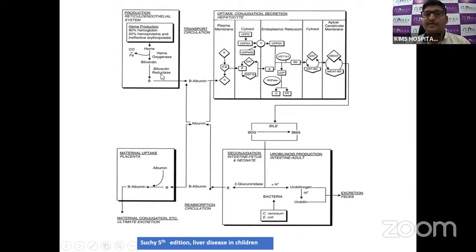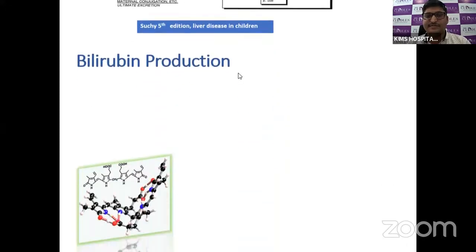You can see the reticuloendothelial system and the formation of bilirubin here. 80% is from hemoglobin, 20% from other hemoproteins. Unconjugated bilirubin is not water soluble. It has to be bound to albumin to be transported in the serum. From there, it gets transported into the hepatocytes with the help of organic anion transporting polypeptides and other transporters. Once it enters the liver, it undergoes binding and conjugation. Let's see the next steps subsequently.